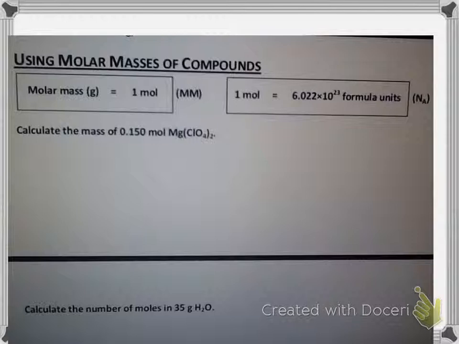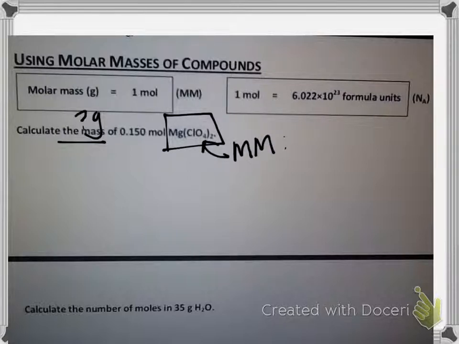So let's look at the first one. The first problem here says, calculate the mass, so how many grams am I going to have, of 150 moles of magnesium perchlorate. Now, in the previous problem we just did, I asked you to calculate the molar mass of magnesium perchlorate. So we're not going to literally calculate that again. I think you should be able to calculate that.